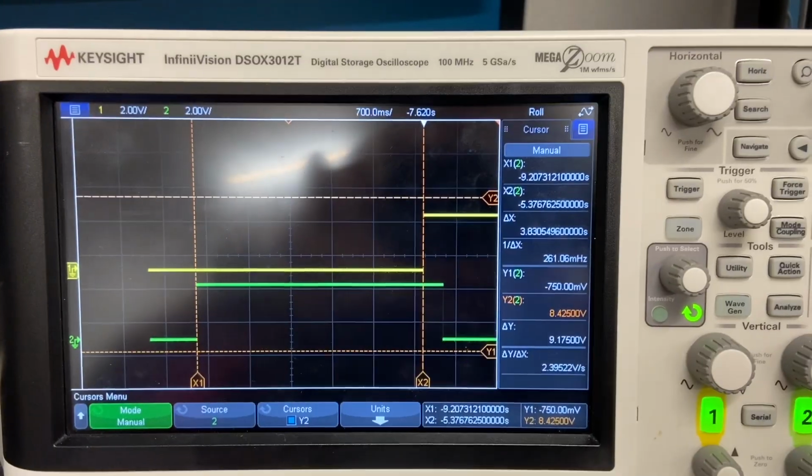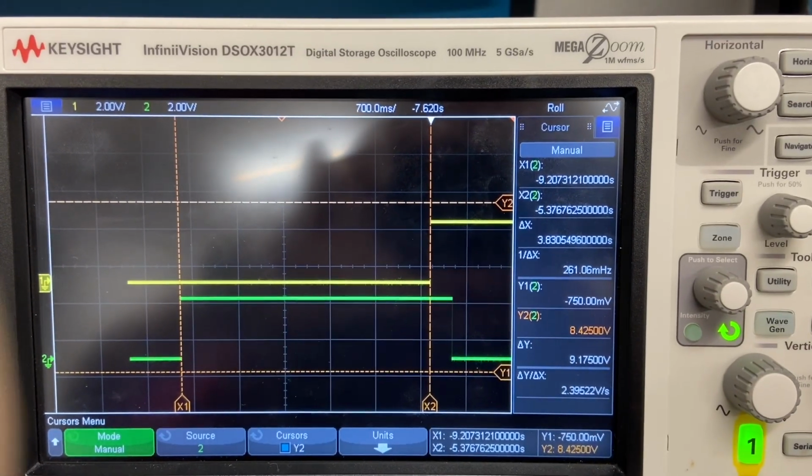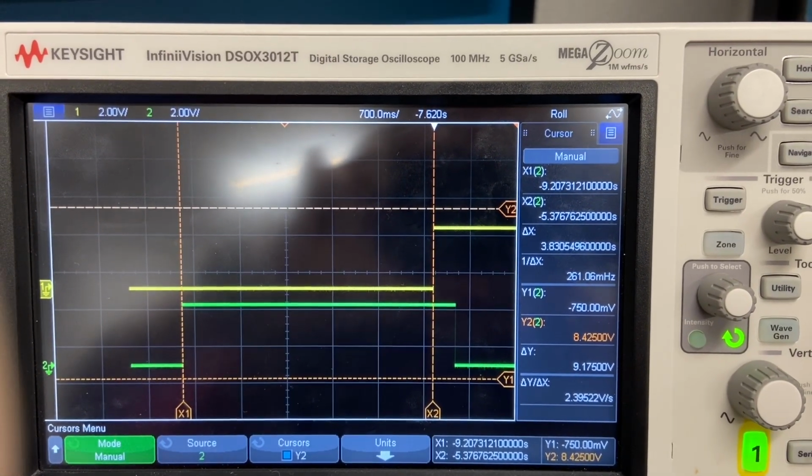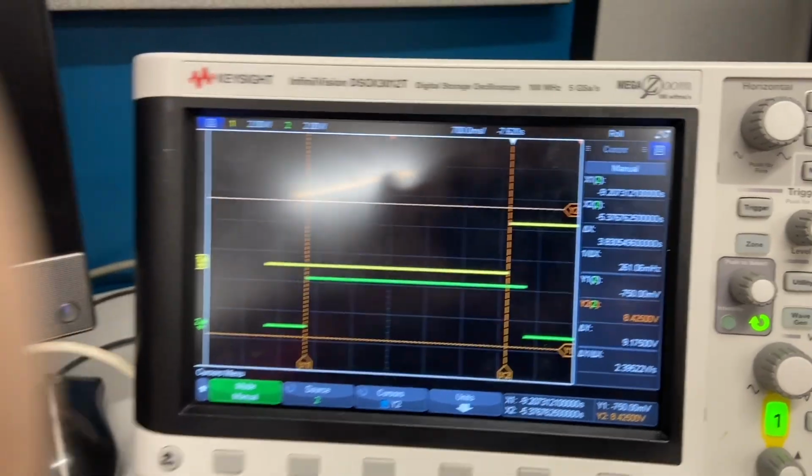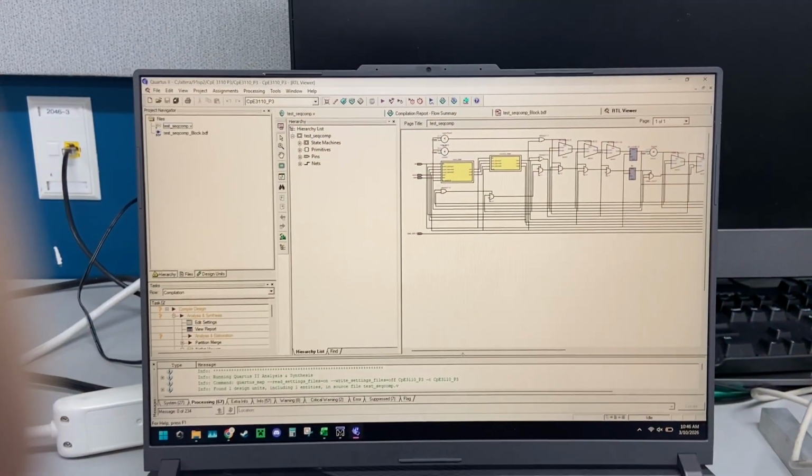And if we move to the oscilloscope, you can see a time delay of 3.83 seconds, which is that human error. And that's everything for this circuit.